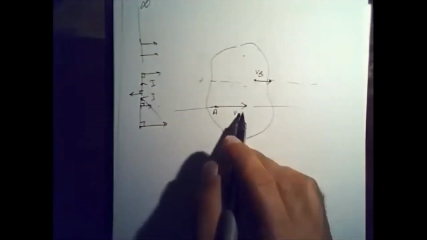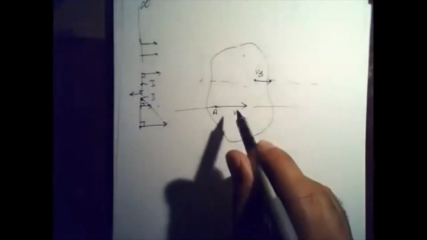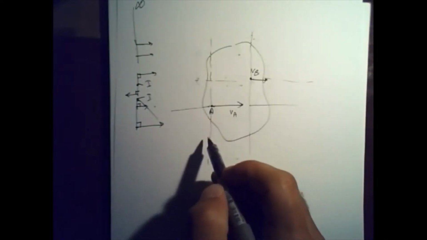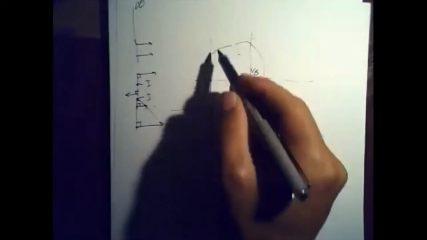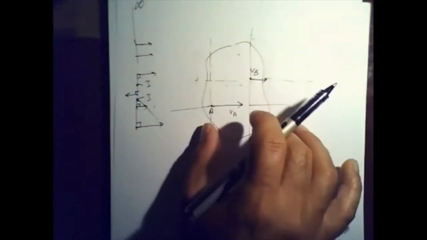So how do I locate the instantaneous center of rotation in this case? Here, the instantaneous center of rotation has to be along the perpendicular to VA, and it also has to be perpendicular to VB. So here it's actually impossible to have an instantaneous center of rotation. Why? Because it has to be located somewhere along this line, and also along this line, and these lines never meet.